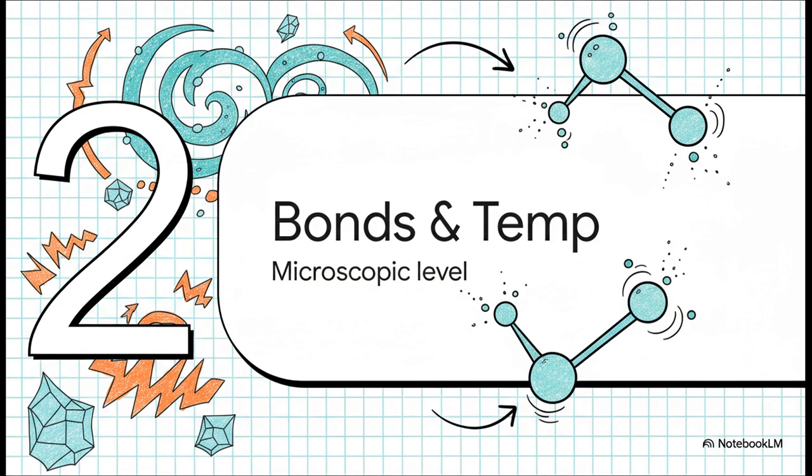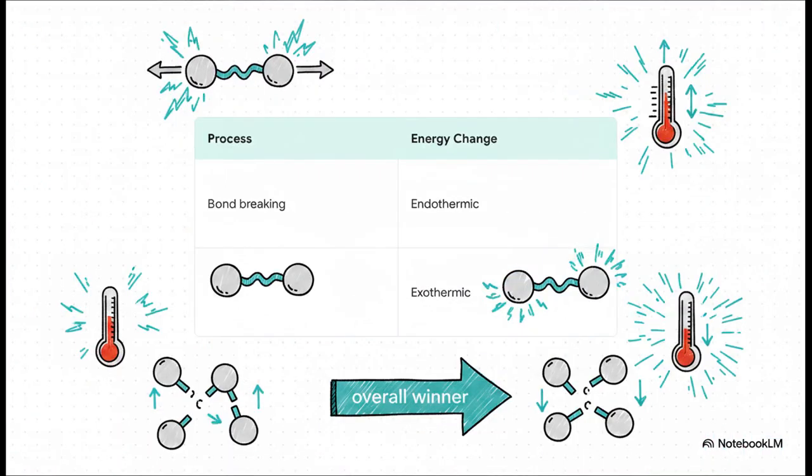Moving right along to section 2, bonds and temperature changes. Let's zoom in a bit and look at the microscopic level. Think of this as the golden rule in chemistry. Breaking bonds requires an input of energy. You literally have to force things apart, which makes bond breaking an endothermic process. Conversely, when new bonds snap together and form, energy is released, making bond forming exothermic. Now, every single reaction involves both of these things happening, but the overall winner determines your final temperature change.